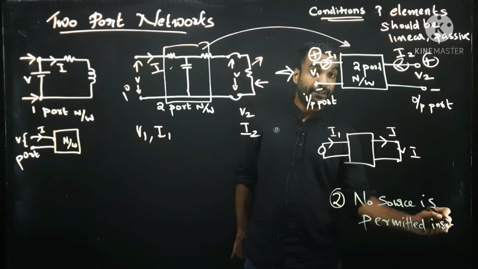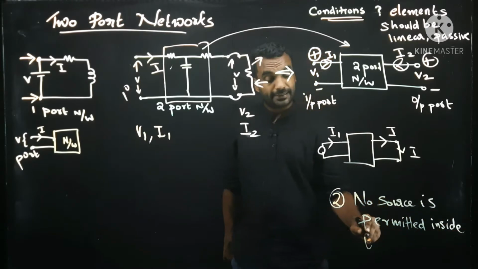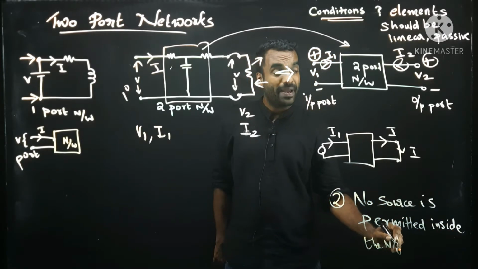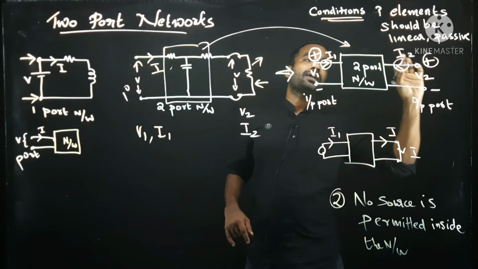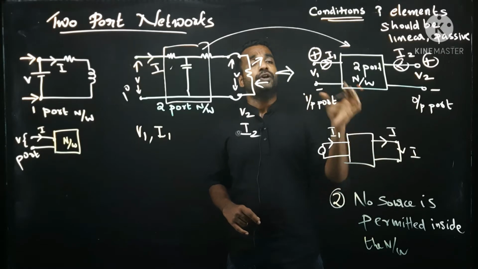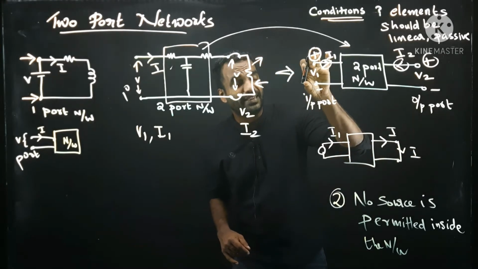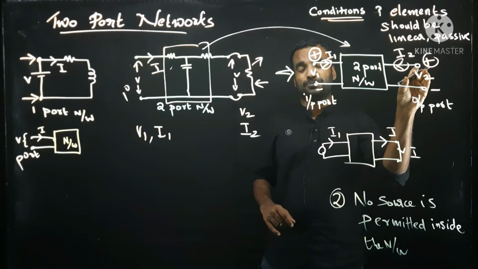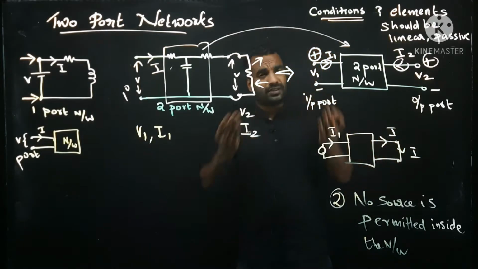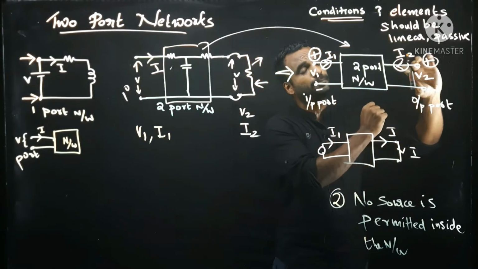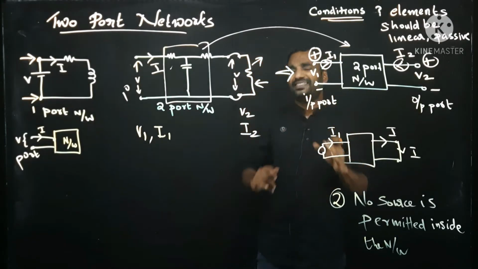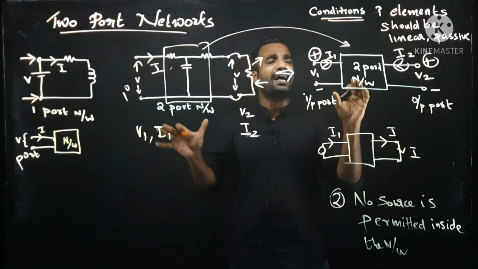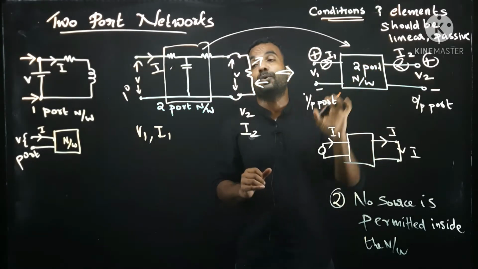No source is permitted inside the network. You may have sources outside. You can connect a source at this port, or at this port, or connect a source at this port and measure the response at the other port. On the other hand, you can connect a source at this port and measure the voltage and current from the other port. All those things are possible, but you can't have a source inside the network.